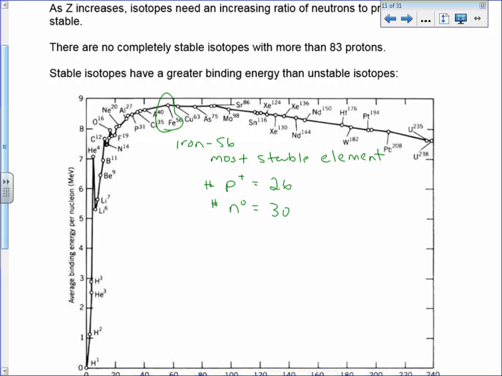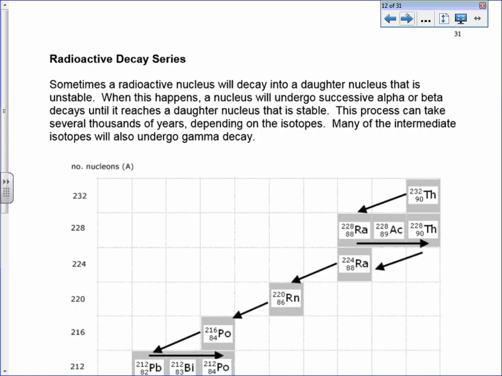Okay, and the last page of the notes today is just looking at what's called a radioactive decay series. This is just a different way of showing decay. Sometimes a radioactive nucleus will decay into a daughter nucleus that is also radioactive and unstable. When this happens, a nucleus will undergo successive alpha or beta decays until it reaches a daughter nucleus that is stable. This process can at times take thousands of years. It depends on the isotopes and the half-life, half-life being how quickly something decays, which is what we're going to talk about.